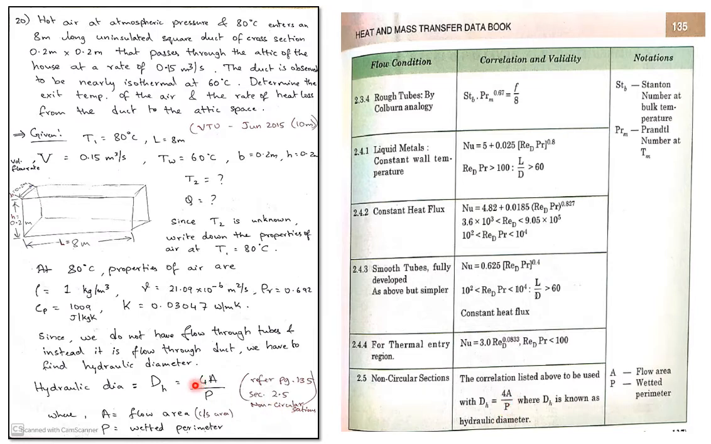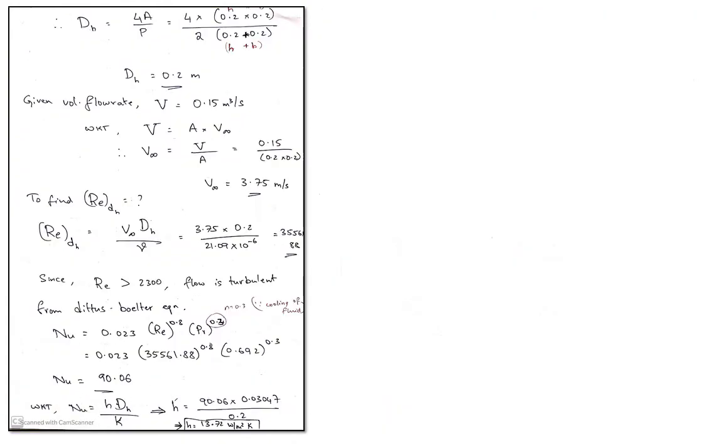Substitute the value of A and P to get the value of DH. You can see here the area is 0.2 into 0.2, and the perimeter is 2 into (A plus B). So we get DH. The volume flow rate is 0.5 meter cube per second.